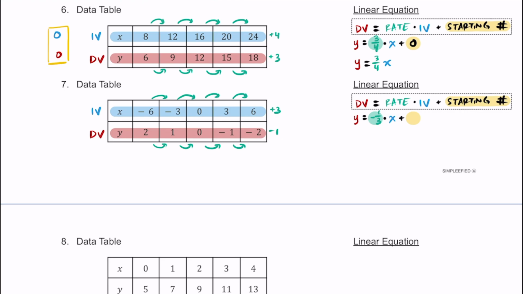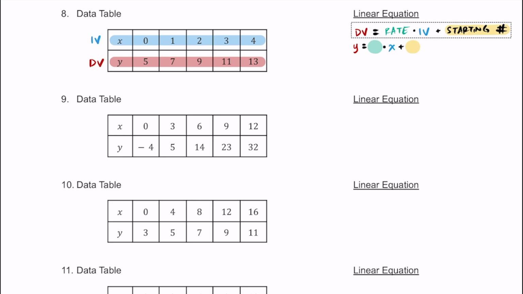Okay, now we want to find out what our starting number is. Our starting number is when we can find x to be 0, which I see right over here. So when x is 0, y is also 0, so that means we do not have to add or subtract anything here. So simplifying this linear equation, we can write y is equal to -1/3 times x, or just -1/3 x, where -1/3 is the coefficient, and we can drop that plus 0. So looks like if you take -1/3 of each of these x values, you will get each of these y values. You don't need to add or subtract. Here's number 8.